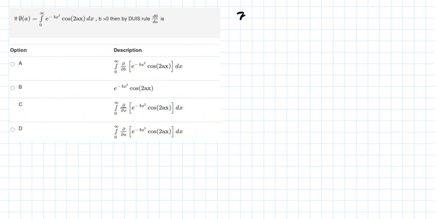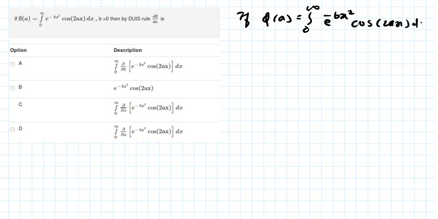If phi of a is integration 0 to infinity e raised to minus b x square cos 2ax dx, then they have asked what is d phi by dA. What they have asked? d phi by dA. So what is the parameter to be considered? So a is the parameter.